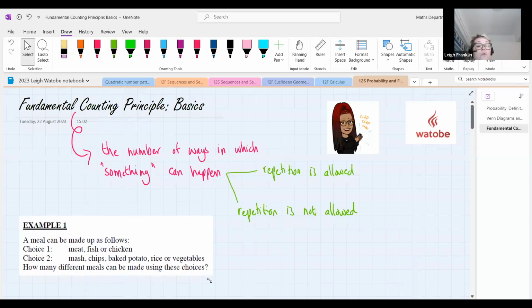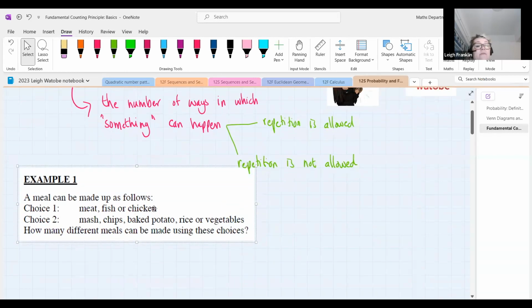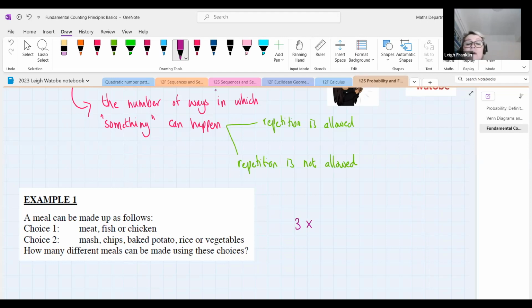If we are talking about a meal, and the meal can be made up in the following way. Choice 1 is meat, fish, or chicken. Choice 2 is mashed potato, chips, baked potato, rice, or vegetables. What we would do is count the number of ways in which choice 1 can happen. That would be 3 different ways. And we would count the number of ways choice 2 could happen. That would be 5 different ways. And that would give us a choice of 15 different meals.